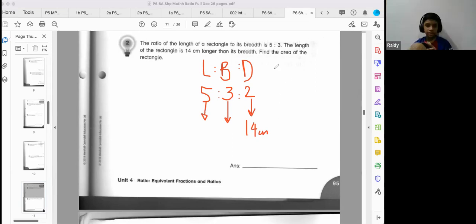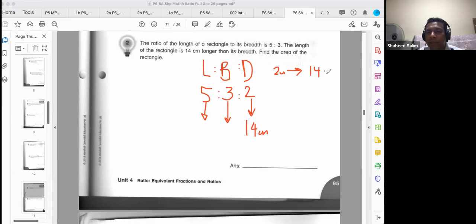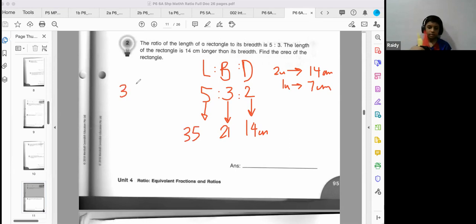Okay. So now, I accidentally put plus. Okay, correct, right? So 2 units is 14 cm. 1 unit is how much? Divide by 2. 14 divided by 2 gets 7 cm. So 3 times 7, 21 cm is the breadth. Length 5 times 7, 35 cm is the length. So now you want to find area?